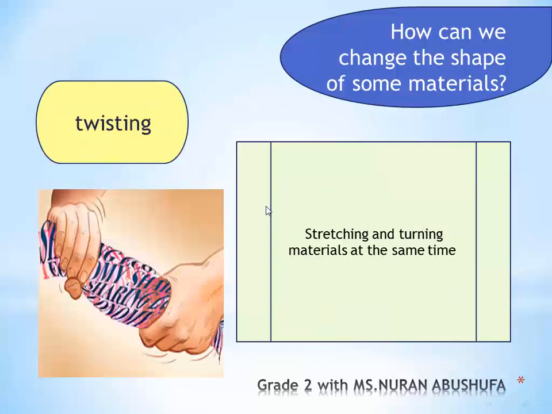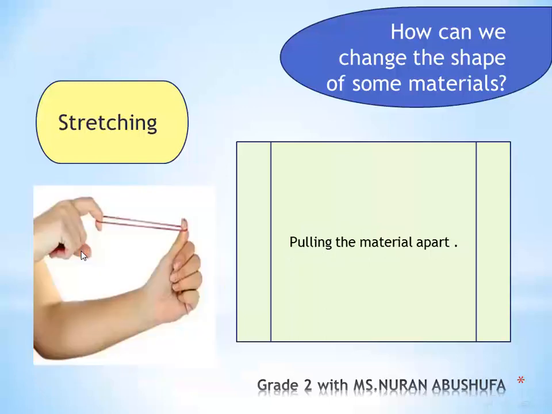Twisting. Twisting is stretching and turning materials at the same time. As you see here in the picture, you stretch the material and then you turn it at the same time. This is the meaning of twisting. Stretching. Stretching is pulling the material apart. You see the elastic band between his fingers.